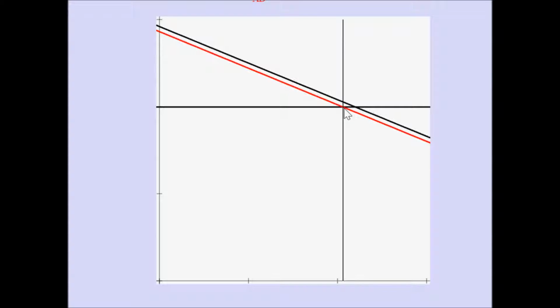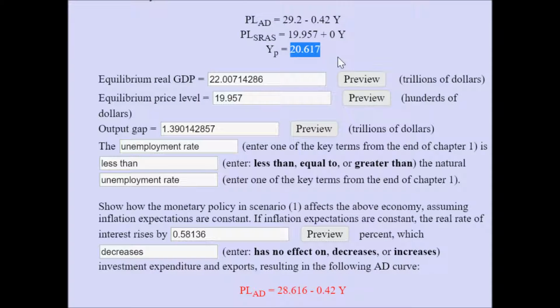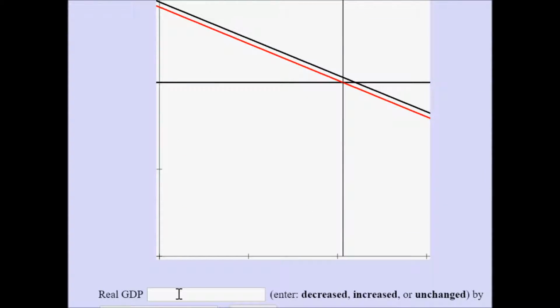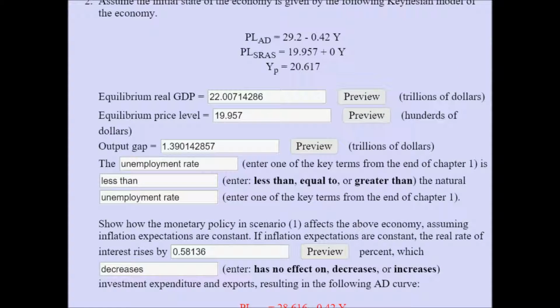So now I need to find what real GDP is on the new aggregate demand. Notice that short-run aggregate supply intersects at long-run aggregate supply. So this value should be equal to potential output. So I'm going to venture a guess here. I'm going to guess 20.617, because that's what the graph is saying. Now notice the price level does not change, because there is no slope to short-run aggregate supply. So I know that the price level is the intercept of short-run aggregate supply.